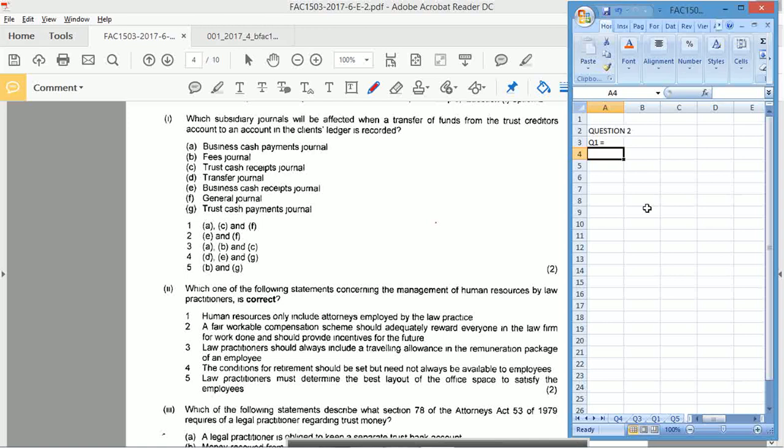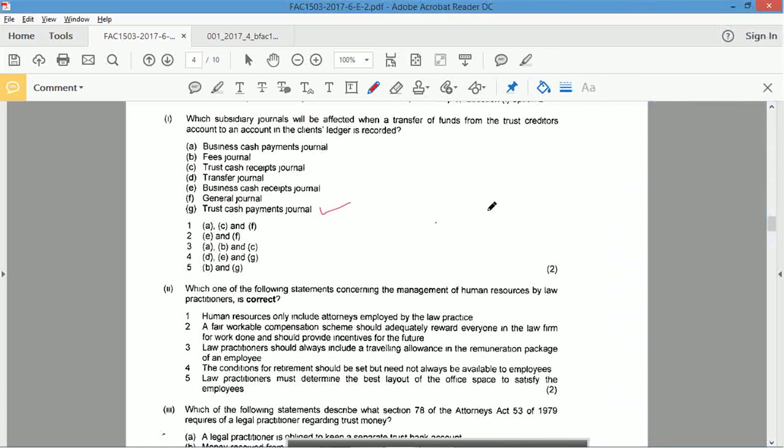You would definitely use business cash payments. No. You're transferring funds from the trust creditors account, so trust CPJ. Where's trust CPJ? It's G. So trust CPJ is definitely in. Transferring funds from the trust creditors account to the account in the client's ledger. Client's ledger means it's their money going to the ledger, which is a business cash receipt or the fees journal.